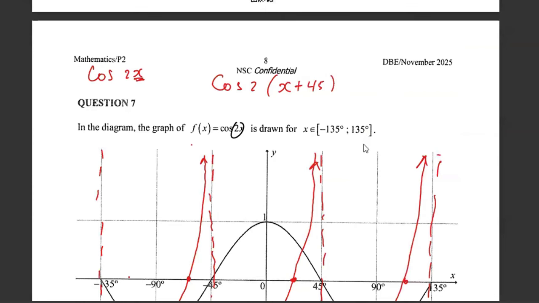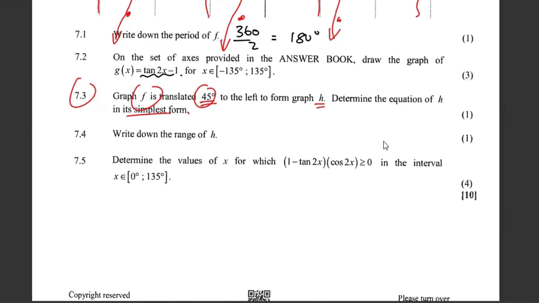Okay, opening that up, we're going to have cos of 2x plus 90, which is the same as cos of 90 plus 2x. Cos of 90 plus 2x gives us a negative sine x, but this is going to be 2x. So the simplified version of it is negative sine 2x. And then they want us to write down the range.